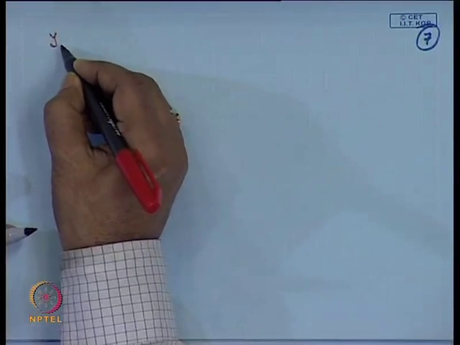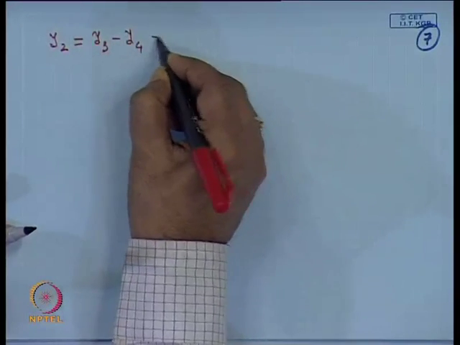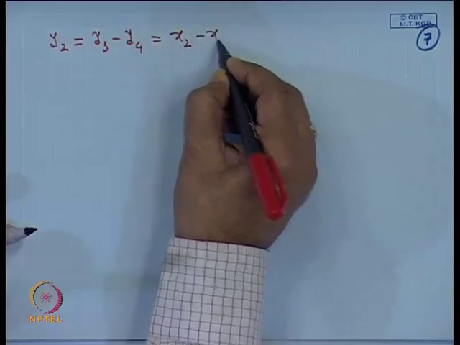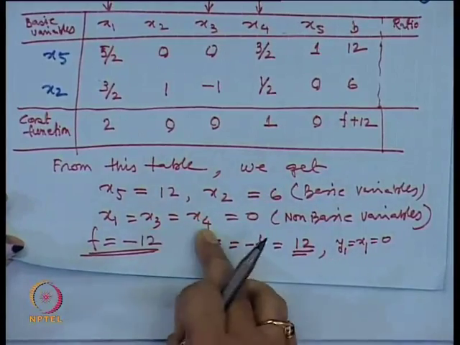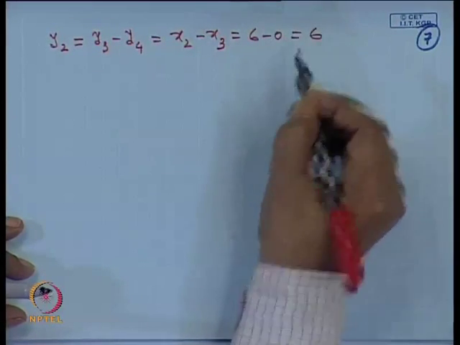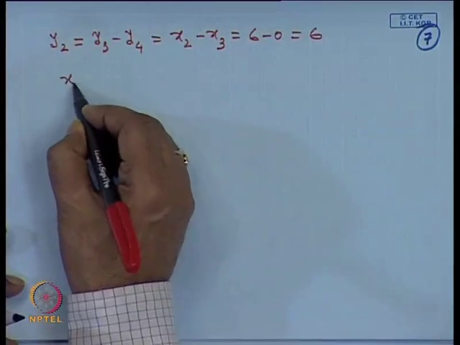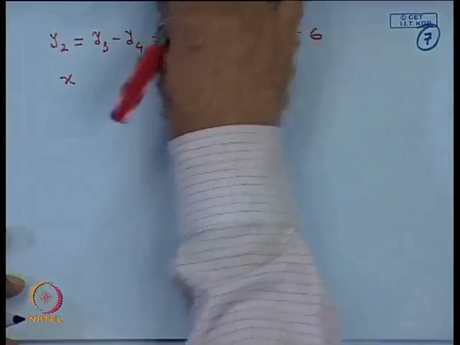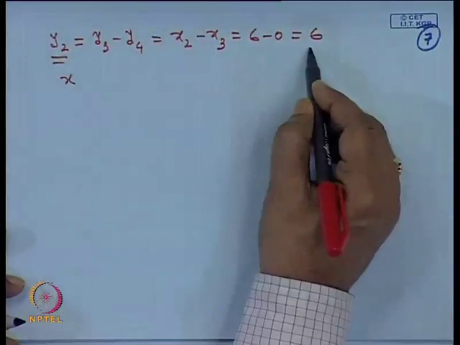And similarly, y 2 value is what? Y 2 value is nothing but y 3 minus y 4, which is nothing but x 2 minus x 3. And what x 2 value did we get? 6. And x 3 value is 0. So 6 minus 0 is equal to 6. That y 2 value is 6. And the other values, x 2, x 3, and y 1, y 2 values you got. So y 2 value is 6 and y 1 value is from this one.